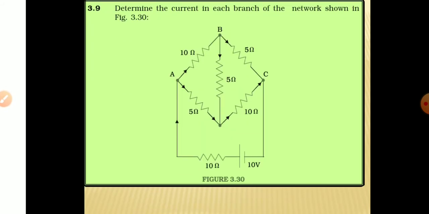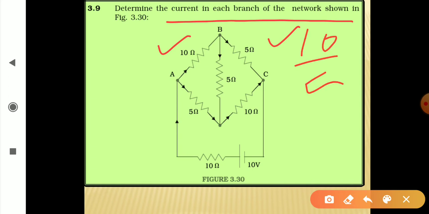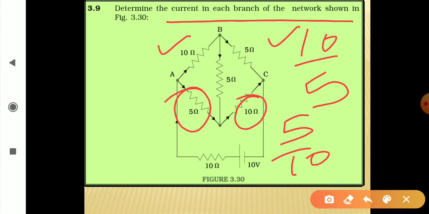So now this is your NCERT problem. Here again a Wheatstone bridge is given. Determine the current in each branch of the network as shown. But here you have 10 ohm and 5 ohm, so the ratio is 10 upon 5, that is 2. Here we have 5 ohm and 10 ohm, the ratio is 5 upon 10, that is 1 upon 2. So that means this is not a balanced Wheatstone bridge.